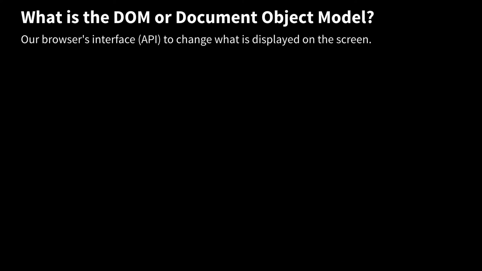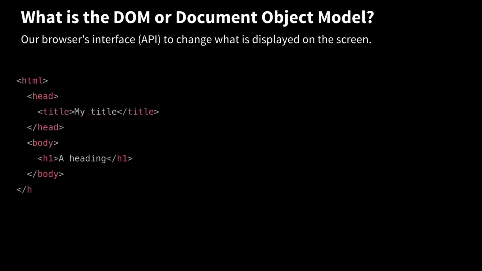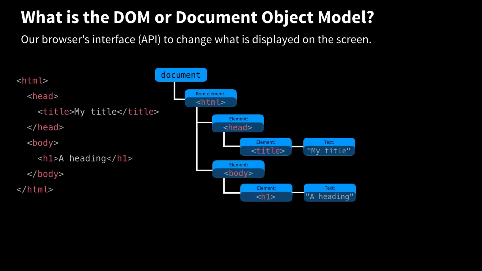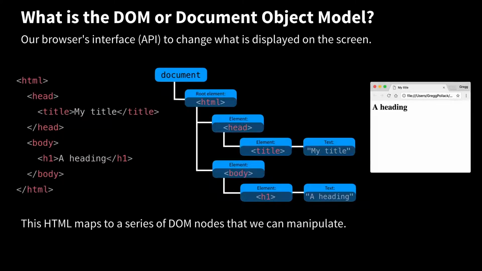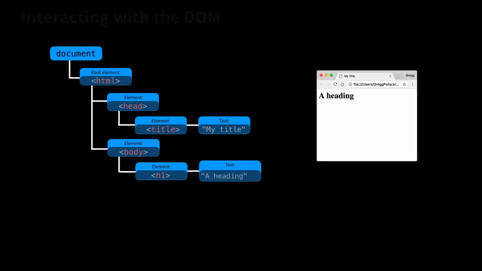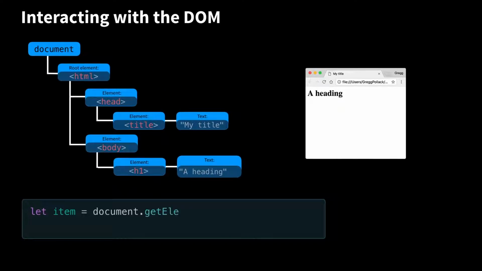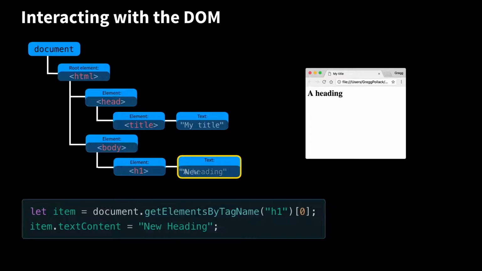This is our browser's interface to change what's displayed on the screen. So here you can see my HTML. This HTML is mapped to DOM nodes, which look something like this. And then our browser might display something like this. So this HTML maps to a series of DOM nodes that we can manipulate. So let's do that right now. If I run some JavaScript, document get elements by tag name h1, and then I update that text content, it's going to update this node, which will update our browser.